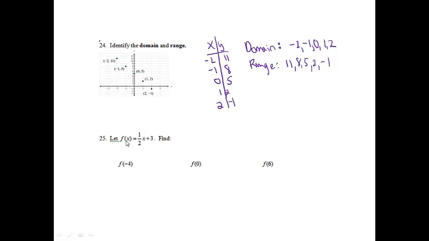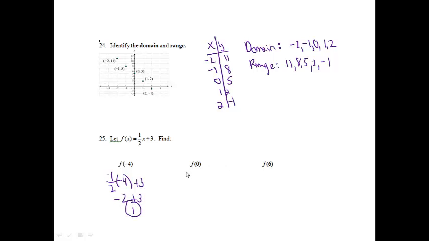All right, 25. Let f of x equal 1/2 x plus 3. First of all, find f of -4. Remember, if we have something in parentheses, we're just going to put that in place of the x. So I'm going to have 1/2, instead of the x, we'll put -4. And then 1/2 times -4 is -2, plus 3 is 1.